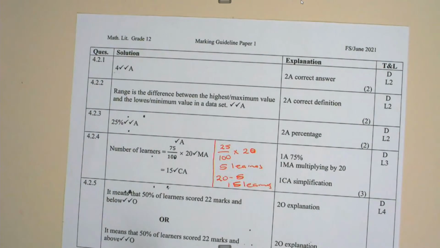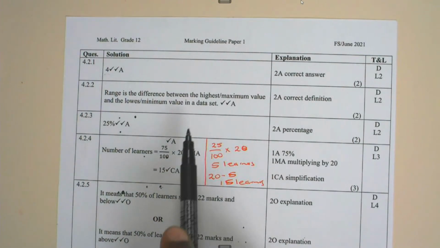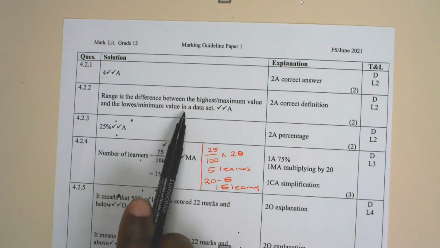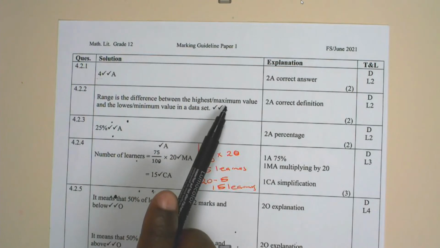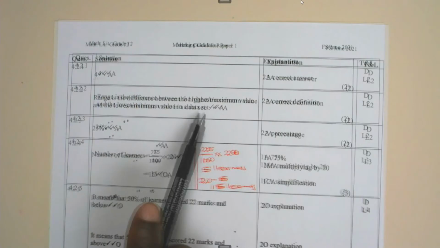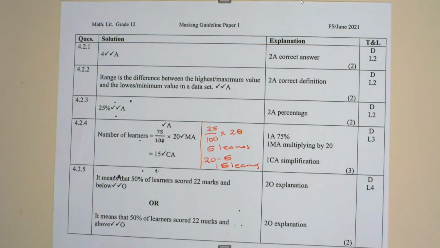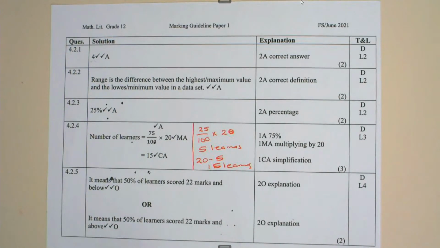It says range is the difference between the highest or the maximum value and the lowest or minimum value in a data set. Range is the difference between the highest value and the lowest value in a data set. Right, but remember to read the learner's explanations. When coming to explanations, colleagues, make sure you read the learner's explanations.